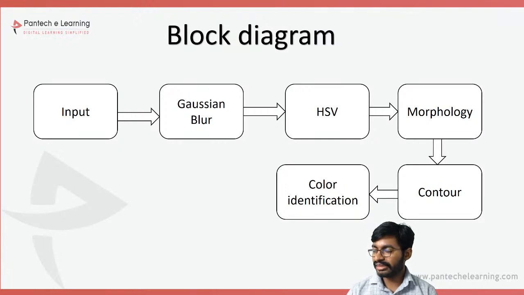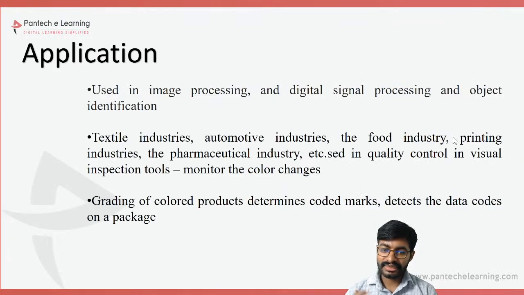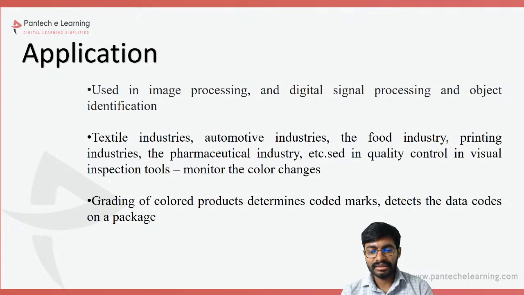To collect the hue and saturation values of each and every color, we are using HSV. So where will this application be used? Image and digital signal processing, textile industries for color sections, automotive industries also for color sections, food industry, printing industries, pharmaceutical, then quality control, and grading color products. In all these areas, color tracking and color detection will be used.